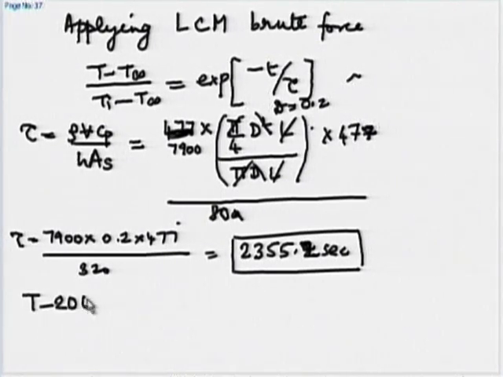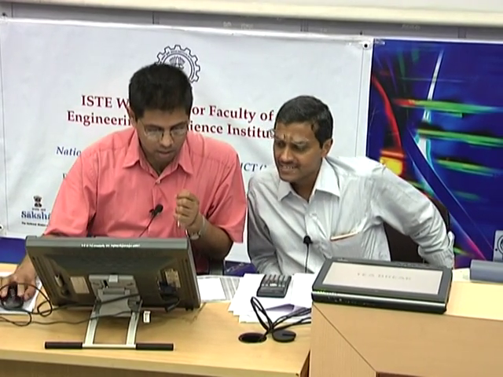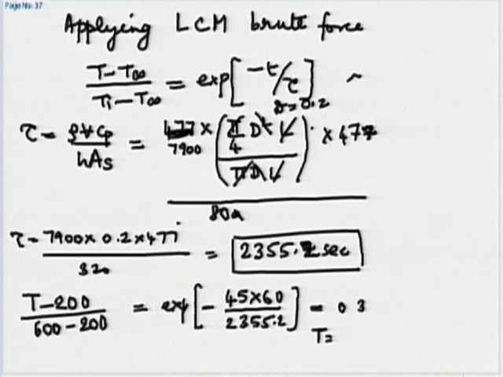T minus 200 upon 600 minus 200 equal to e to the power of minus t, where t is 45 into 60, that is 2700, divided by 2355.2, with a negative sign. The exponential of this would fetch me 0.3, into 400 plus 200. How much do I get? 327.1.